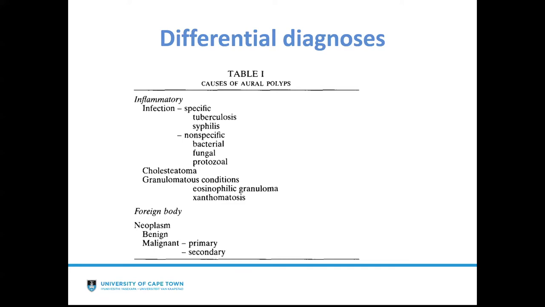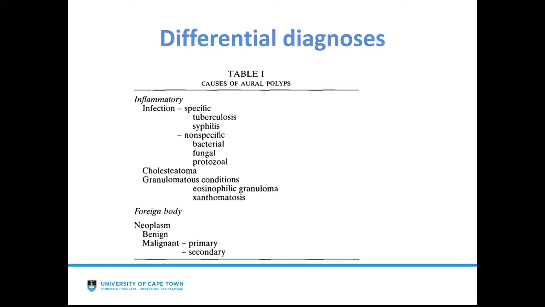Cholesteatomas are also common, and they may present as an aural polyp. And you also take note of granulomatous conditions that may present as a polyp. And then you have a spectrum of neoplasms, be it primary or secondary deposits.